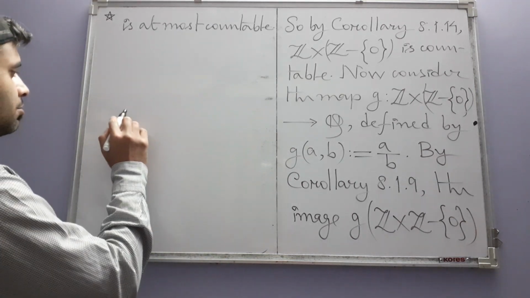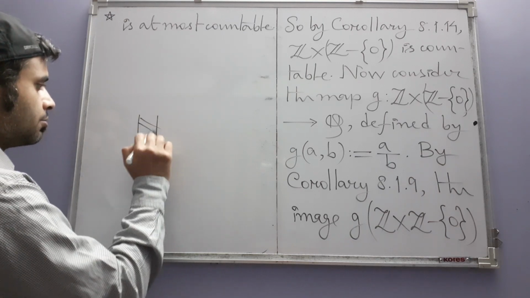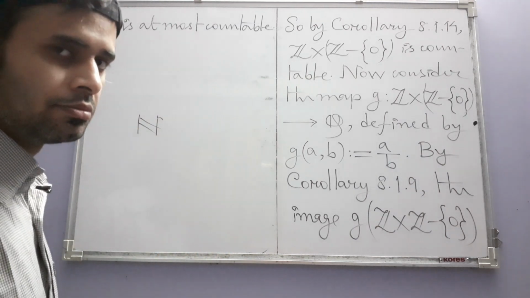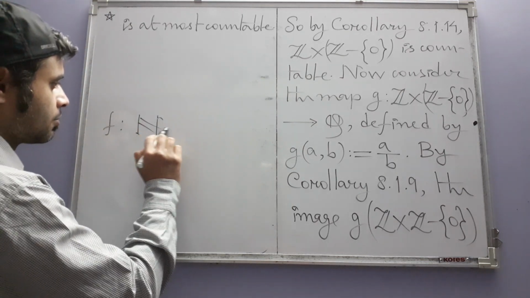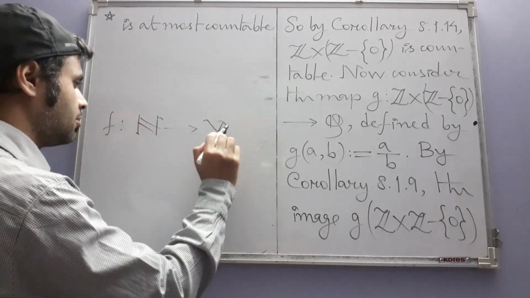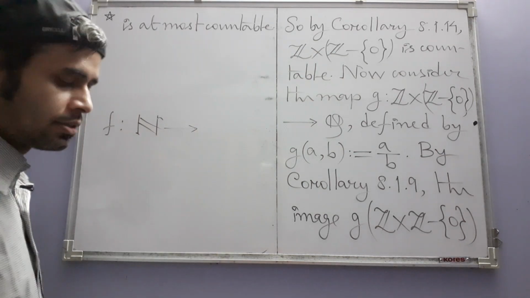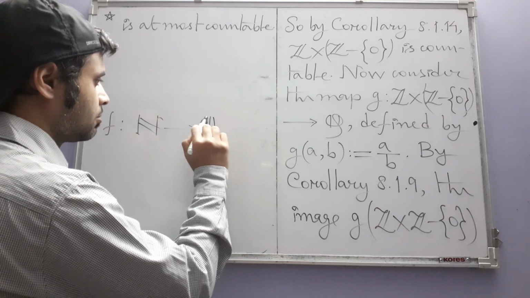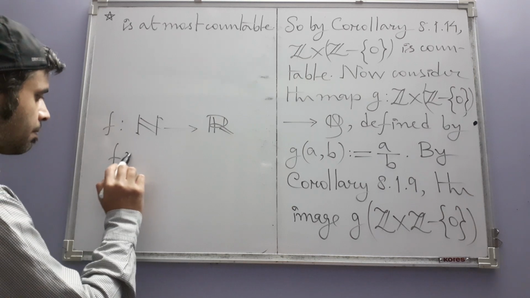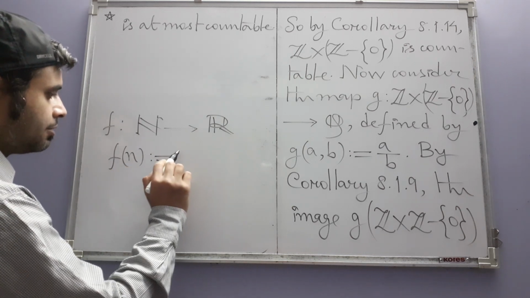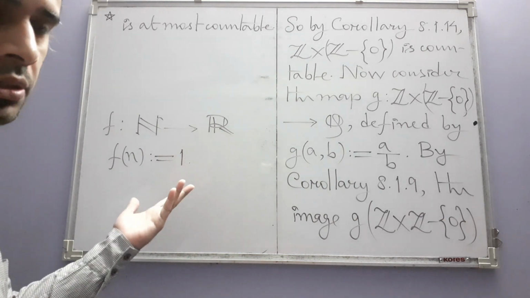Say you have a countable set. Let me just give you one example. Say you consider this countable set. N is of course by definition countable in a very trivial manner. Now you think of a function f from N to any set Y, or for the sake of definiteness, let us take the set of real numbers, say. And what is our function? f of n is by definition, say, 1. This is a legitimate function, it's a constant function.